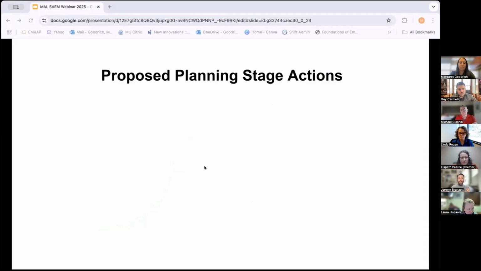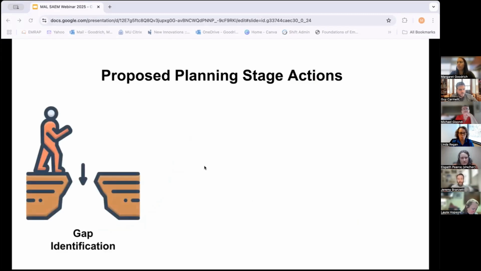So the planning stage has three associated components that make it up. The first one is going to be gap identification, right? When you make a realization that there's something out there that I'm supposed to know, I don't know it, I need to know it, that's my gap, that easy.